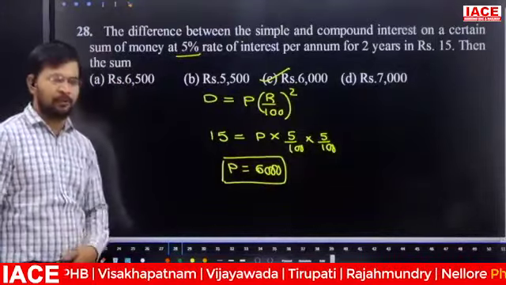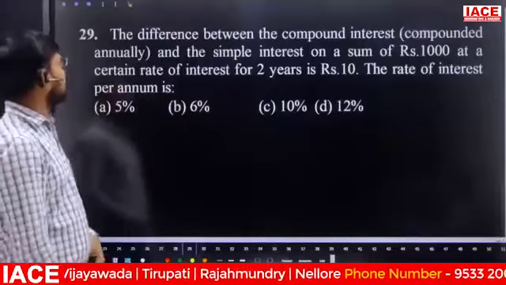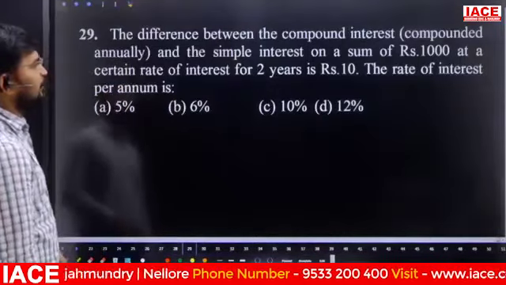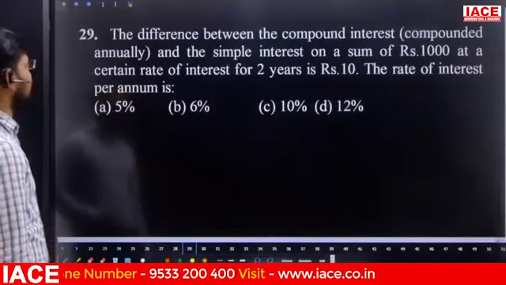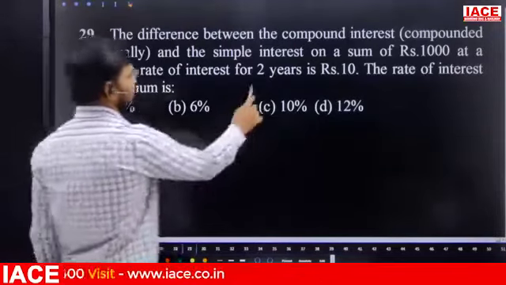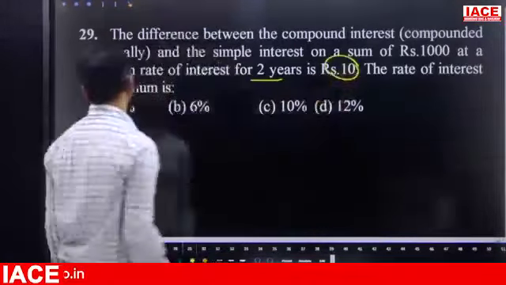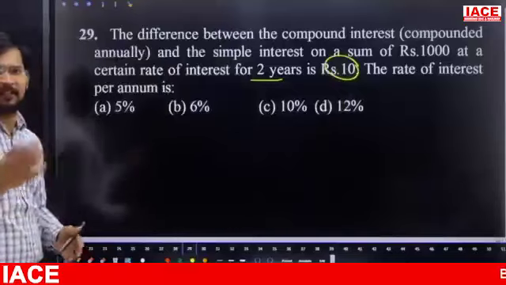This is a very simple question. The difference between the compound interest and simple interest on a sum of 1,000 rupees at a certain rate of interest for 2 years is 10 rupees. Then they're asking the rate of interest. I think it is the same question, but this time they're asking the rate of interest.